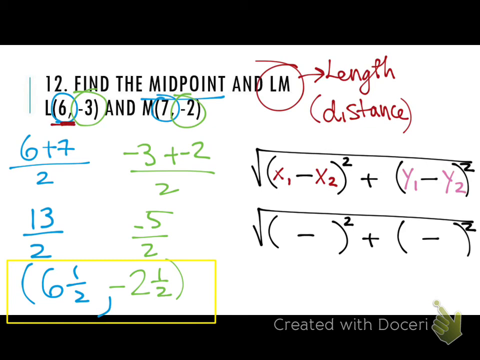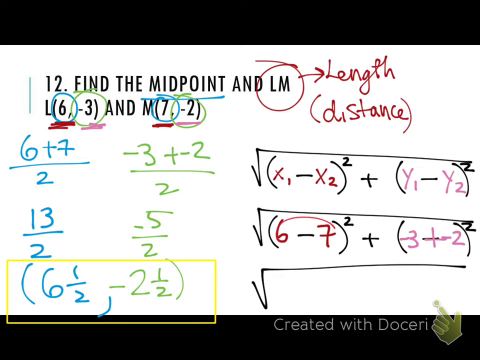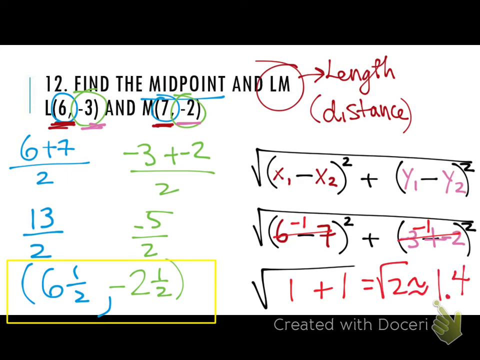All right, so what's my first X here? 6. It is 6. And my second X, 7. My first Y, -3. My second Y, -2. When I plug in that -2 and there's already a negative, what is that? A plus. All right, you can skip a few steps, meaning what's 6 minus 7? -1. What's -1 squared? 1. Minus 3 plus 2? -1. -1 squared is 1. All right, 1 plus 1 is? 2. Square root of 2 approximately is? 1.4. Questions?